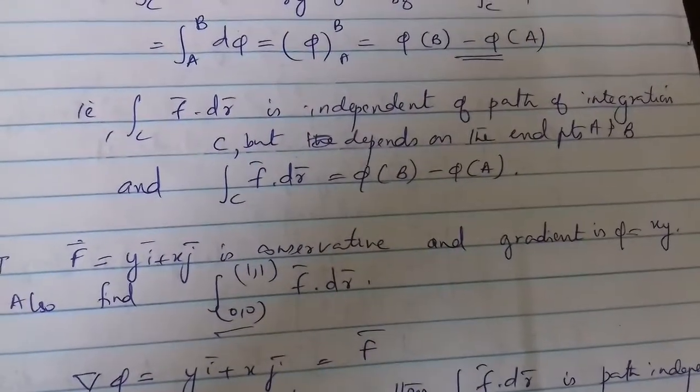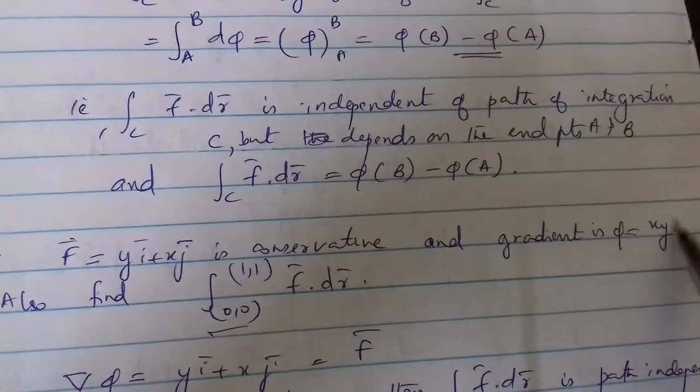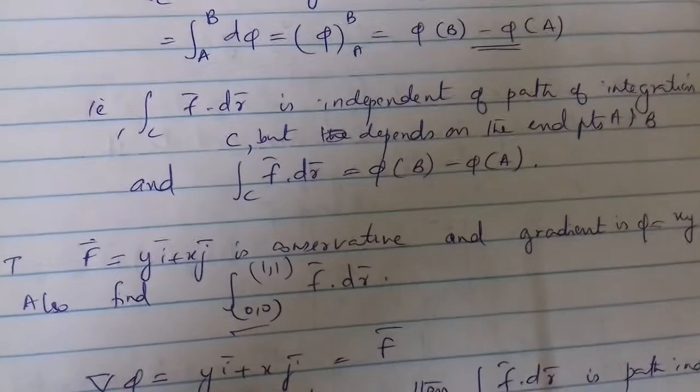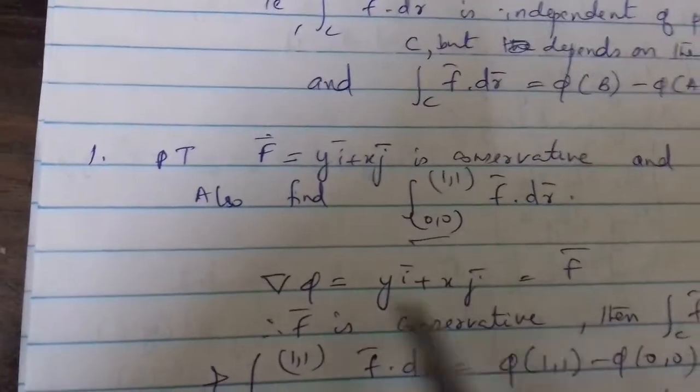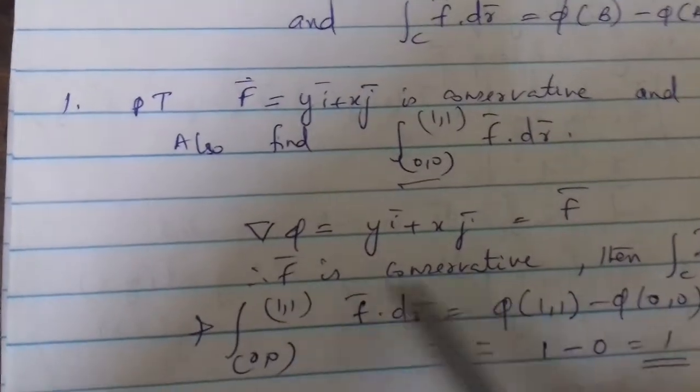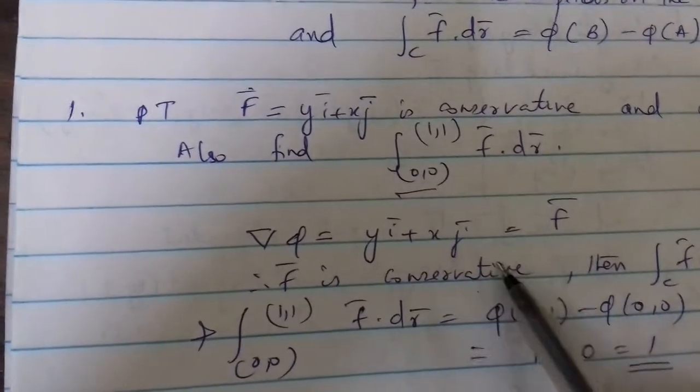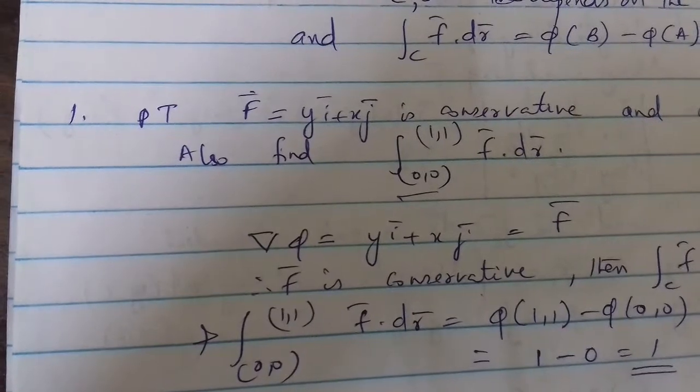What is del phi? Del phi is the partial derivative of xy with respect to x, that is y, i, plus the partial derivative of xy with respect to y, that is x, j. So y i plus x j, that is given F. So F is equal to del phi. That is, we have proved that F is conservative. If conservative, it will be path independent.